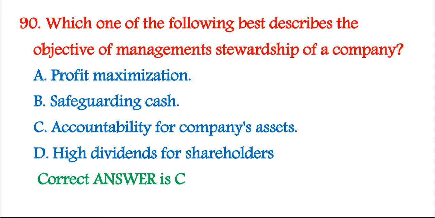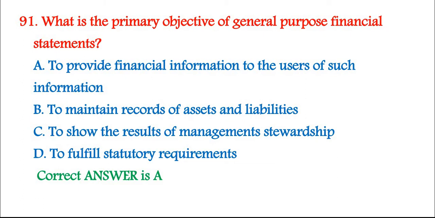90. Which one of the following best describes the objective of management's stewardship of a company? A. Profit maximization, B. Safeguarding cash, C. Accountability for company's assets, D. High dividends for shareholders. Correct answer is C. 91. What is the primary objective of general-purpose financial statements? A. To provide financial information to the users of such information. B. To maintain records of assets and liabilities. C. To show the results of management's stewardship. D. To fulfill statutory requirements. Correct answer is A.